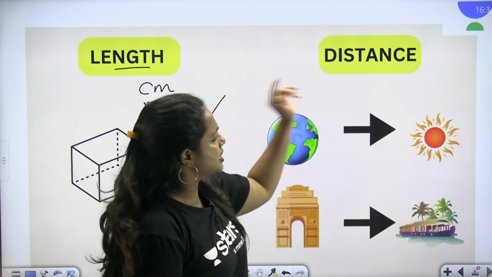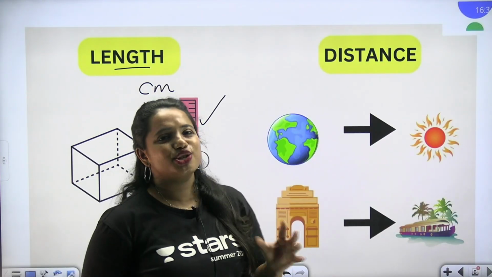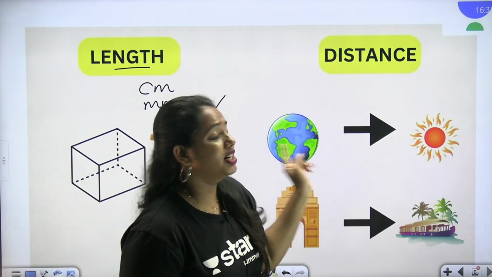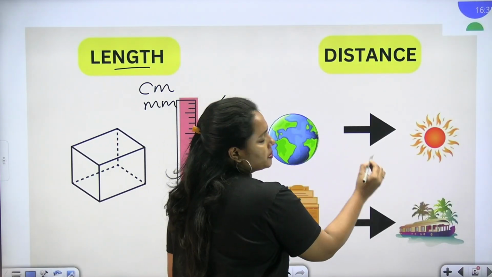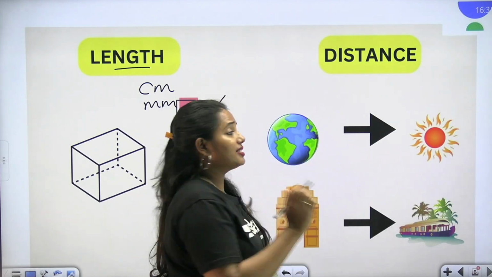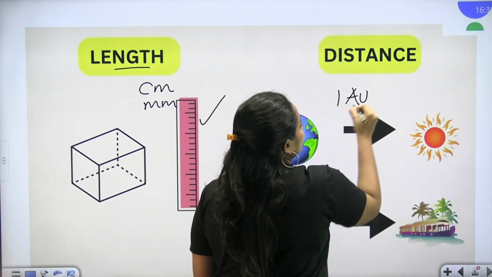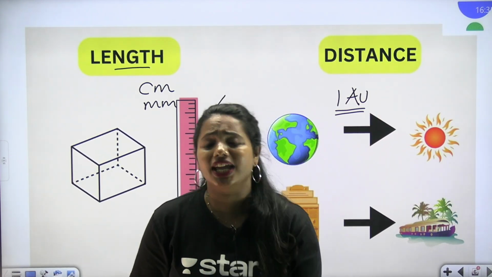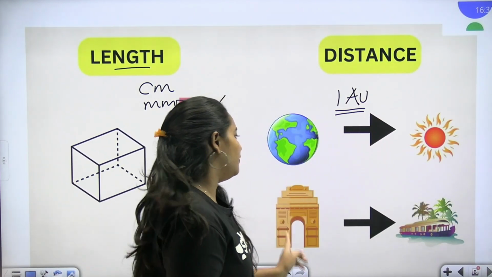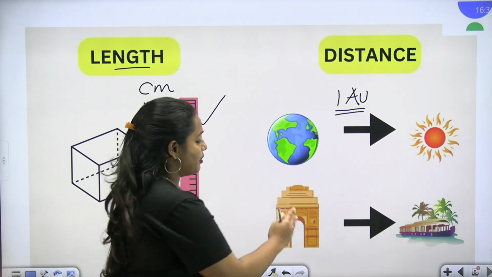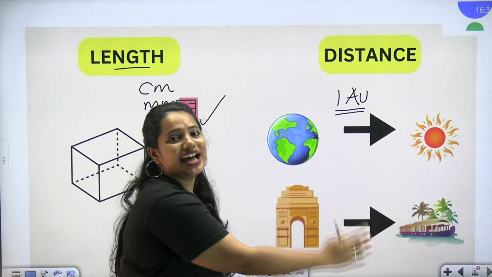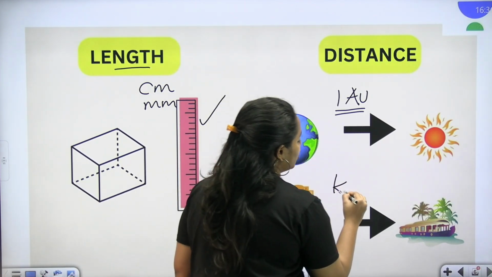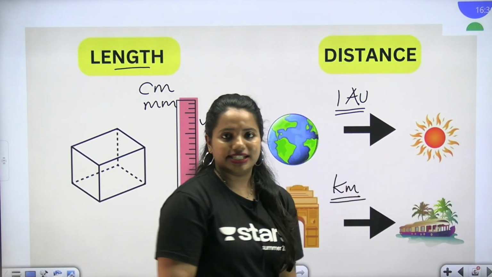But when it comes to distance, that's where we need to talk about a lot more things. Here we are going to take an example of Earth and Sun. If there is a distance between Earth and the Sun, this can be represented as 1 AU. So what is 1 AU? It's nothing but 1 astronomical unit, which represents the distance between Earth and the Sun. Similarly, we can also take this as an example, that if a person is traveling from Delhi to Alleppey, there must be a distance mentioned in kilometers. So this is also a distance only.